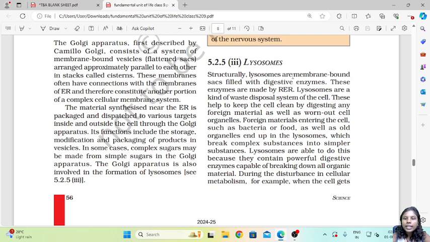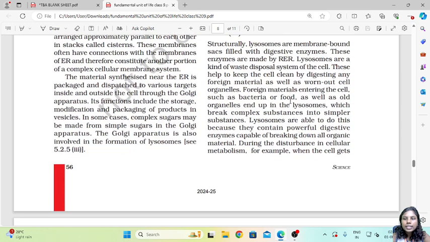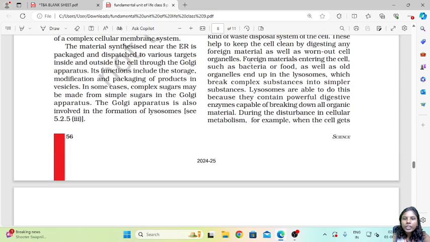Lysosomes, we said, are membrane bound sacs filled with digestive enzymes. These enzymes are made by the rough endoplasmic reticulum. So lysosomes are a kind of waste disposal system of the cell. They help in cleaning by digesting foreign material as well as worn out cell organelles. The foreign materials which enter the cell, maybe food or bacteria, are broken down from complex systems into simpler substances.